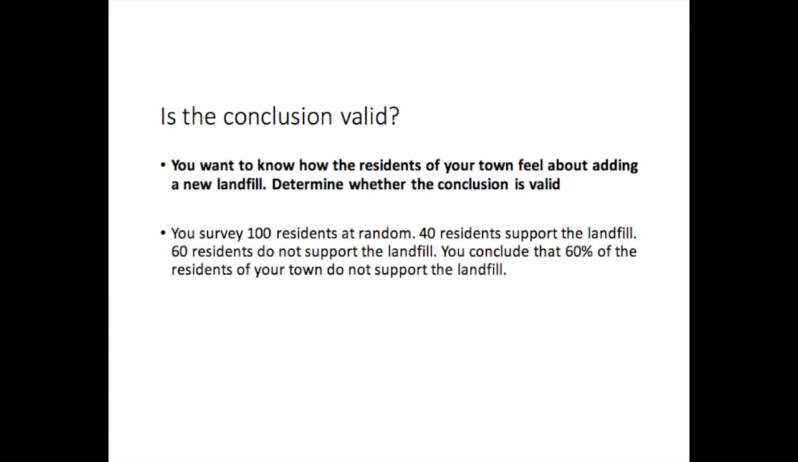Our last sample we're going to look at, we surveyed 100 people at random. And 40 of those residents support the landfill. 60 residents do not support the landfill. So you conclude that 60% of the residents of your town do not support the landfill. Is this conclusion valid?